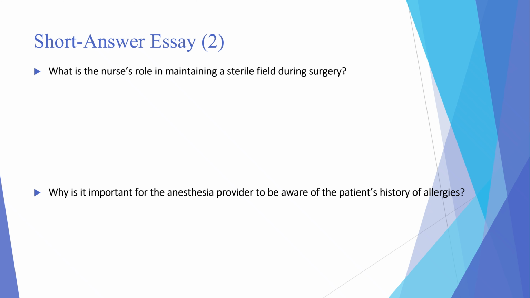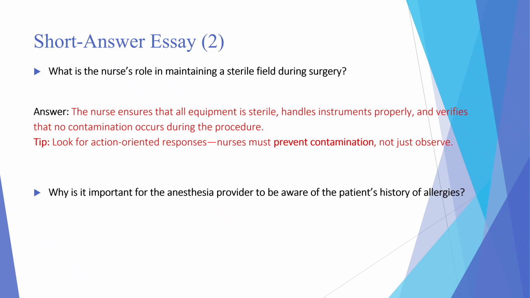What is the nurse's role in maintaining a sterile field during the surgery? The nurse ensures that all equipment is sterile, handles instruments properly, and verifies that no contamination occurred during the procedure. So look for action-oriented responses. Nurses must prevent contamination, not just observe.